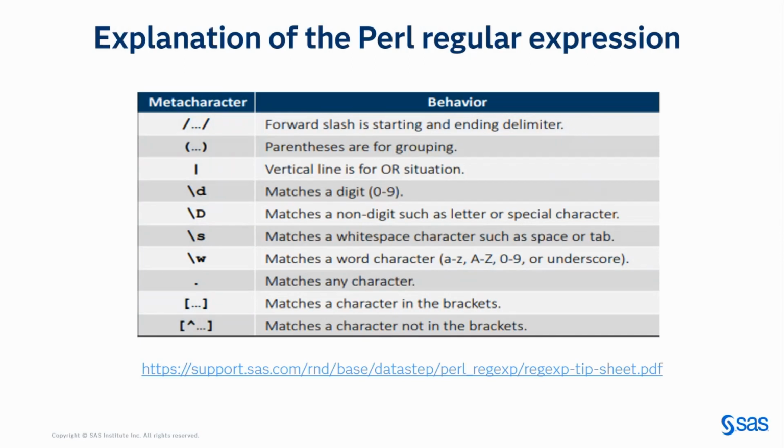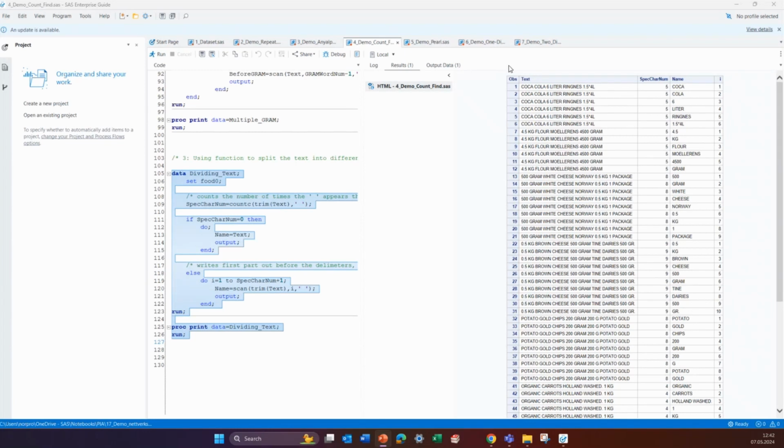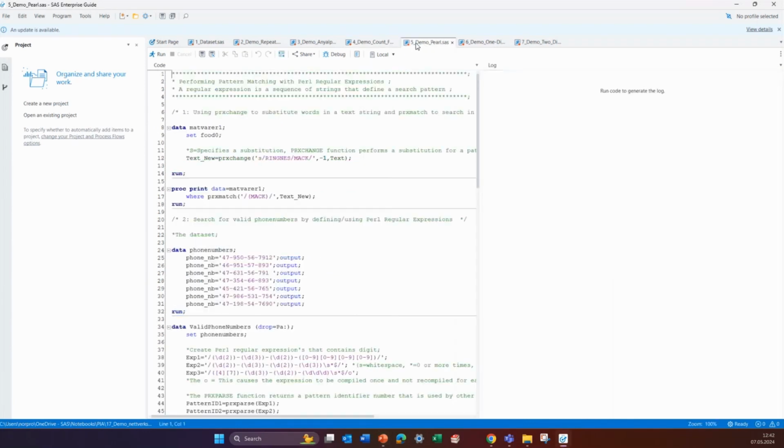So every character you put into a Perl regular expression has a meaning, and here is the definition of some of them. So we see the slash d that matches a digit between 0 and 9, and slash D, for instance, matches a non-digit such as a letter or special character. So they have a meaning, everyone. So I will go back to my presentation in Enterprise Guide.